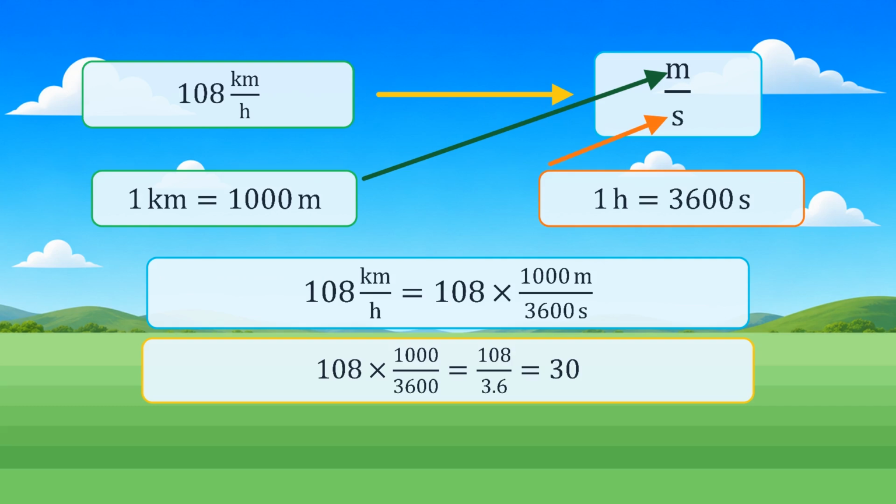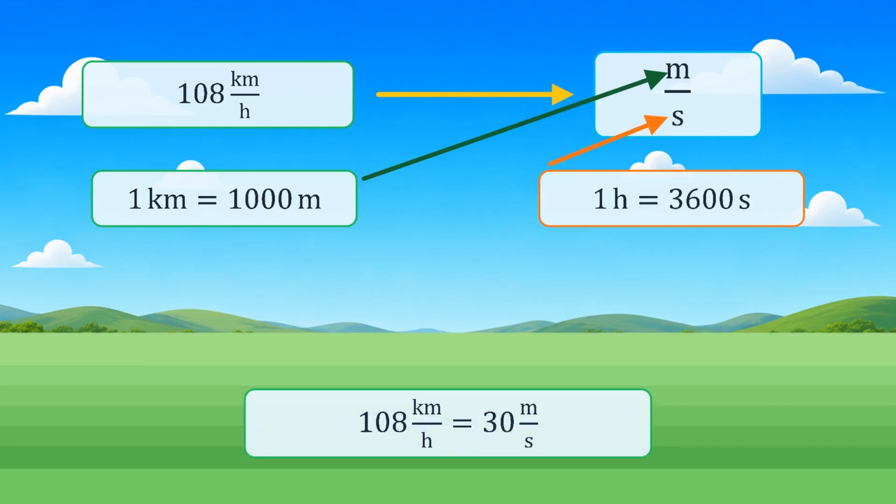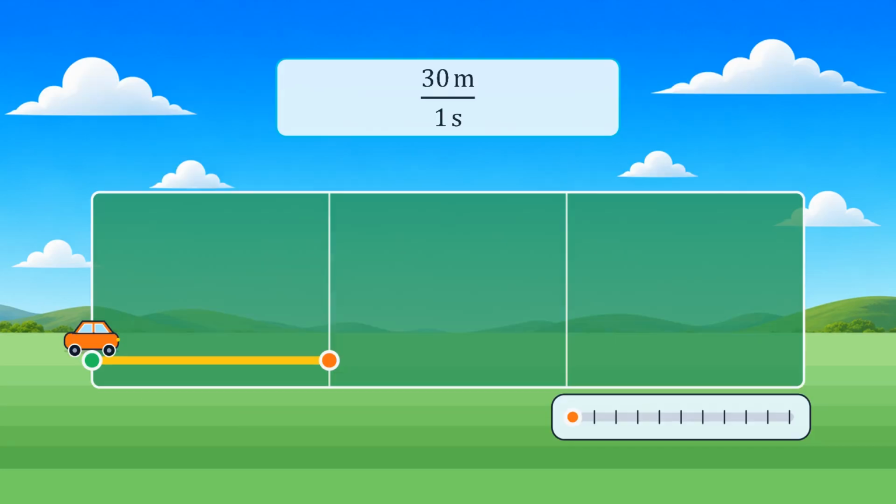Now calculate the numerical value. 108 times 1,000, divided by 3,600, is the same as 108 divided by 3.6. The result is 30. Therefore, 108 kilometers per hour equals 30 meters per second. Physically, this means that a car traveling at 108 kilometers per hour covers 30 meters in 1 second. That is roughly 1/3 of the length of a football pitch. This gives us a useful mental picture of the speed.